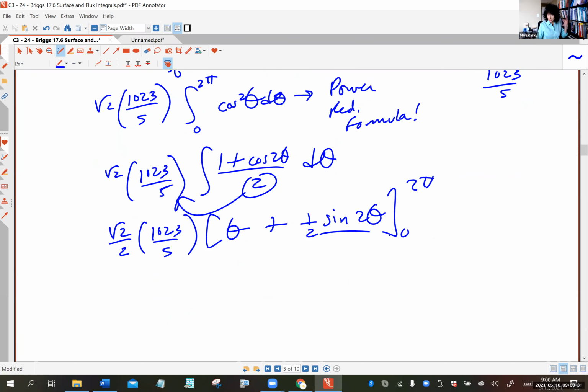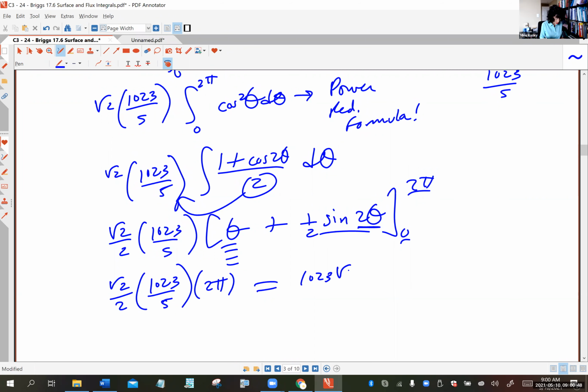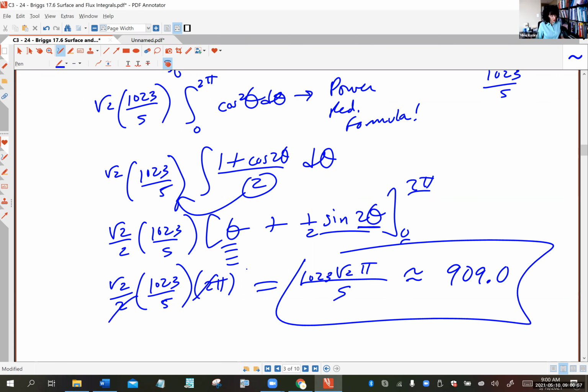And the sine term doesn't contribute anything because at 2 pi and at 0, it's a big fat 0. So only the theta is going to make a non-zero contribution, and that'll be 2 pi. And then after reducing, I'll get 1023 square root of 2 pi over 5, because these twos cancel, and that's approximately 909.0. And we're done. There's your answer.